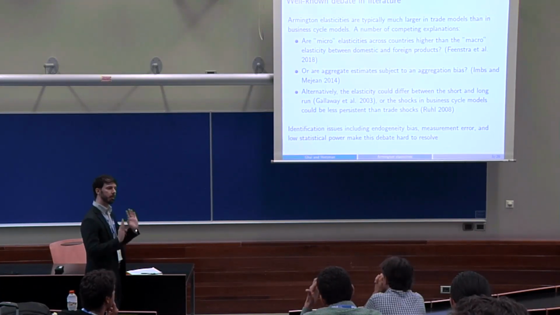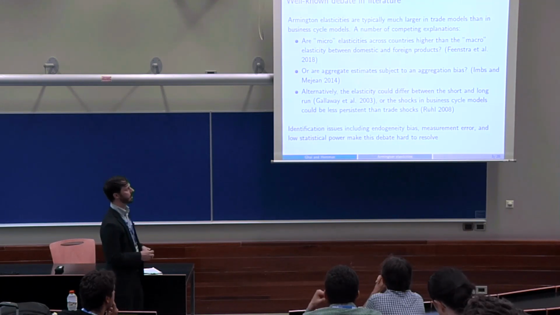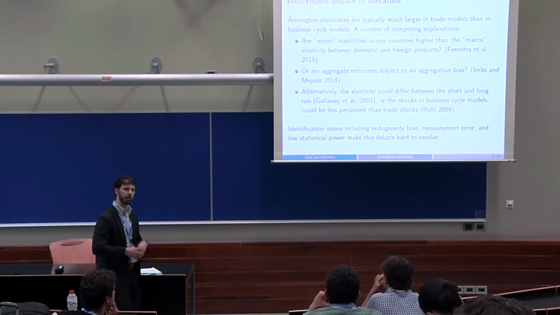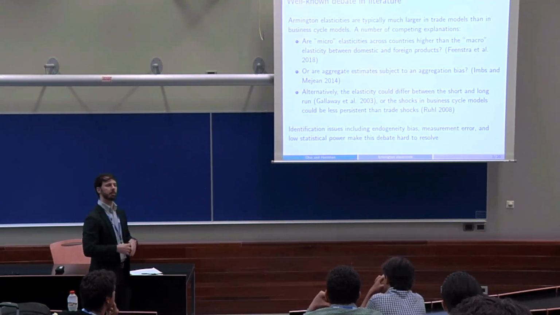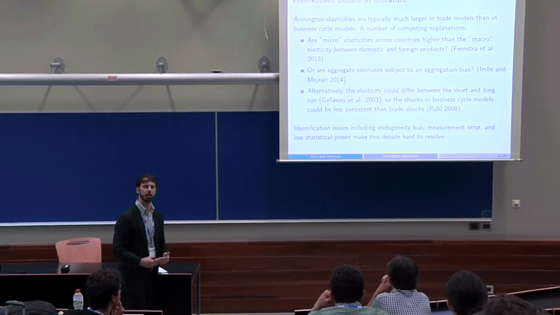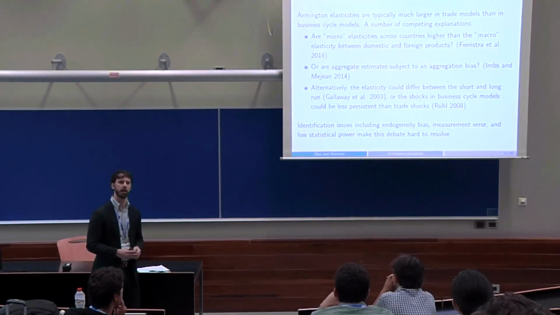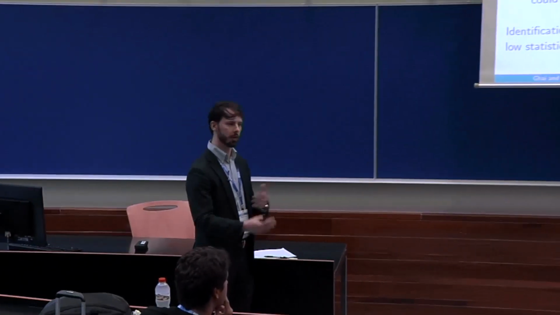On the other hand, perhaps that's not the explanation we prefer. So there's a paper by Imbs and Mejean that argues this is really an empirical question about aggregation bias. So basically, the aggregate estimates from the business cycle literature could be subject to an aggregation bias, and that's why you're getting a smaller elasticity in those kinds of models, to the extent that they're trying to estimate it. And so Imbs and Mejean try to deal with that empirically and make some arguments and show some estimates of that. And then alternatively, a number of other explanations could exist.